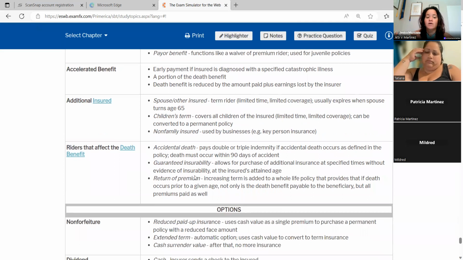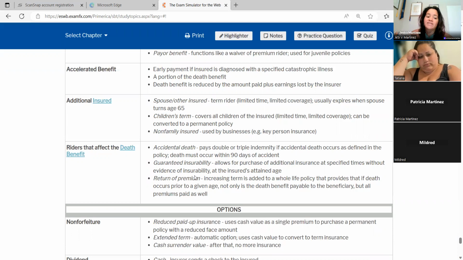Additional insured, you have the spouse or other insured, which are always term riders. So the additional insureds are always term. It's limited time and limited coverage, and usually expires when your spouse turns 65. You have the children's term, which covers all children of the insured. Again, limited time, limited coverage, and it can be converted to a permanent policy. And then you have the non-family insured, which is used by businesses for key person insurance and things like that.